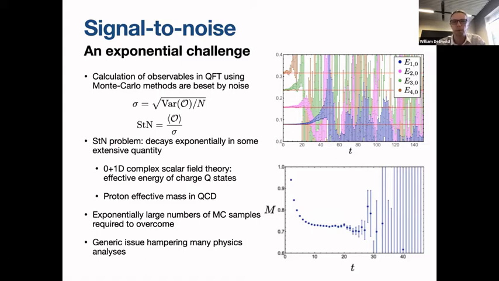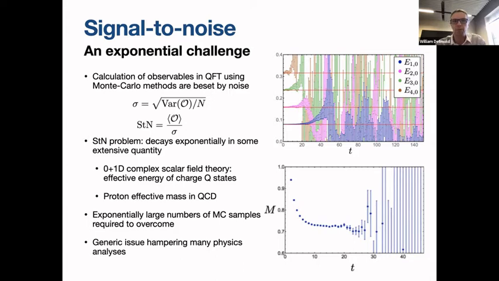So this is, as I said, a generic issue, and it's hampering many analyses. So in particular in QCD, pretty much every quantity we look at has this issue. So the proton mass, things like g-2, a piece of that calculation where there is an exponentially growing signal to noise problem. We can think about more complicated systems like nuclei, and there it's an even worse problem.